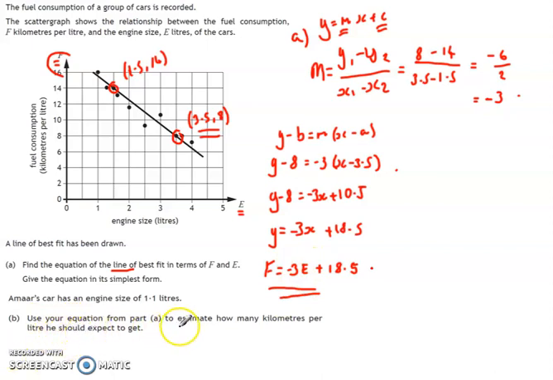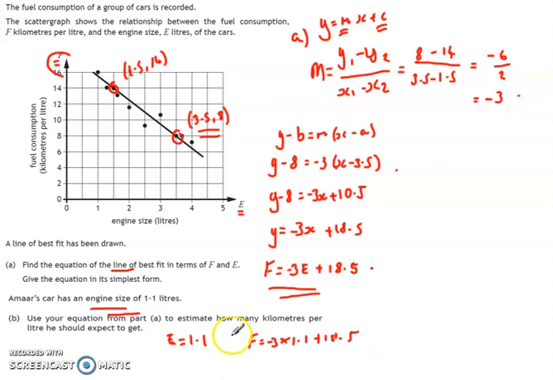Second part, use the equation from part A to estimate how many kilometres per litre he should expect to get. So what we need to do is figure out what part of the equation we need to know, substitute in, and then see how we go. Now for this, we're told that Amir's car has an engine size of 1.1. Now engine size is the x-axis, so that's the E. So for this one, we know that E is equal to 1.1. So all we do is substitute into here and then find out what F is. So in this case, we know then that F is equal to negative 3 times 1.1 plus the 18.5.